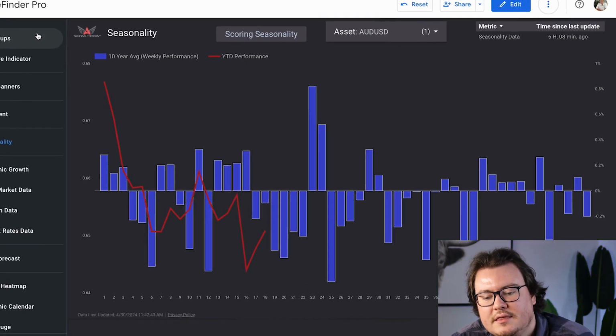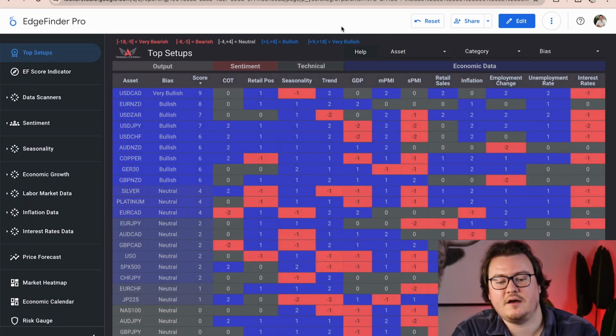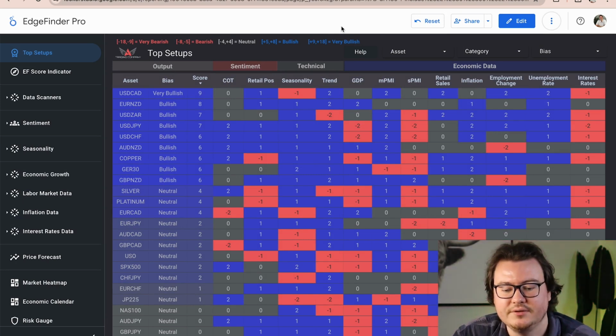So there we go. That is a look at seasonality, a look ahead into the month of May for a couple different assets for you.